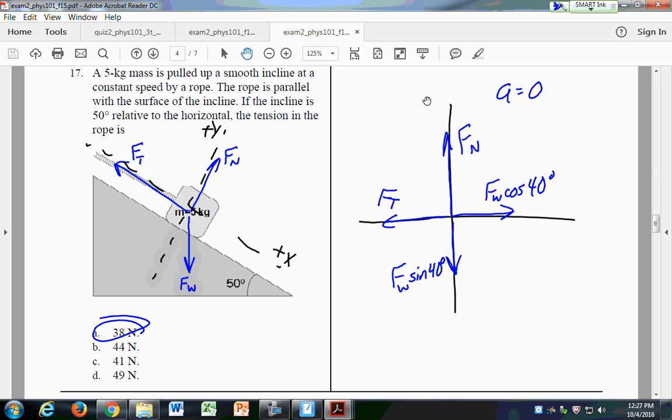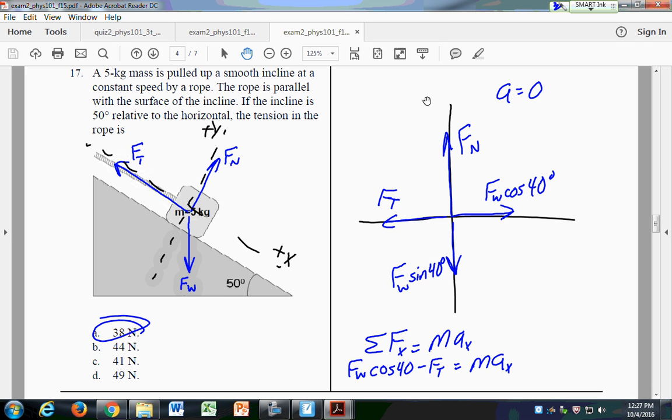What if it's accelerating? If it's accelerating, you work it out the same way. Say it was accelerating up the inclined plane, then you would just say the sum of the forces in the x direction is equal to max. And that would be Fw cosine 40 minus Ft is equal to max. I know this doesn't ask for this to solve, but if you know Ft, then you can find the acceleration. Or if you know the acceleration, you can find Ft.